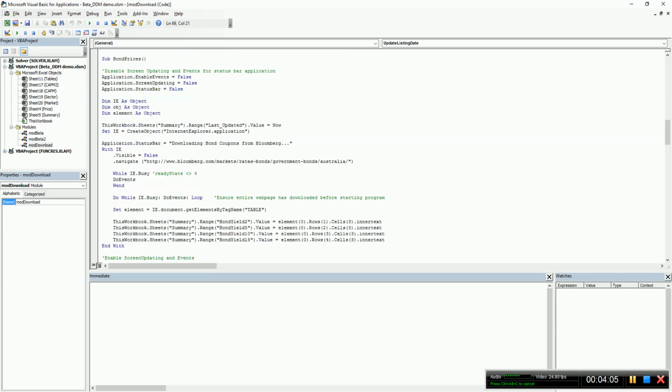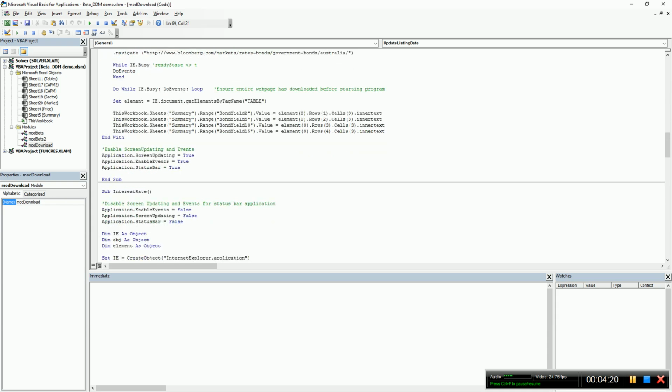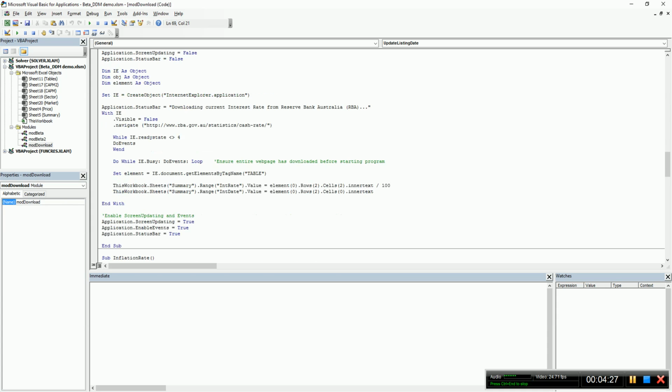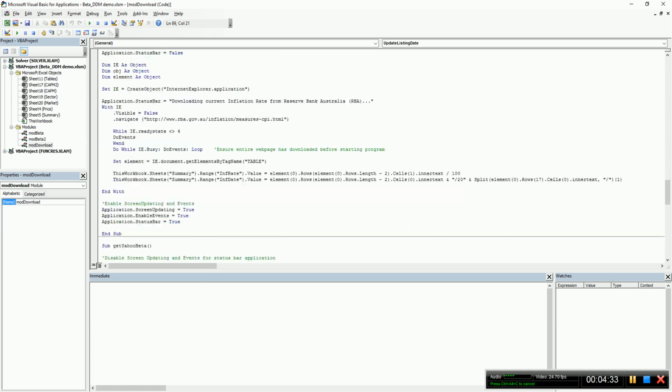Bond prices, so this just gets the current bond information, bond yields from Bloomberg. There's just a table on the Bloomberg website which I just scrape information from using this code. Interest rates from the Reserve Bank Australia website. Similarly, it's a table which I just scrape information from. The same for the inflation rate from RBA website.